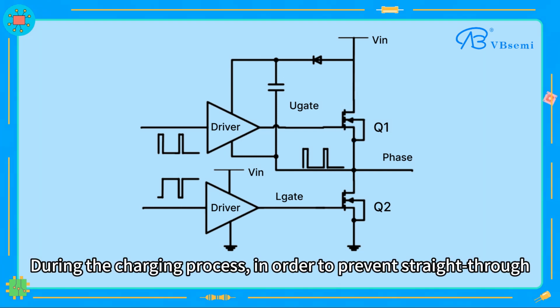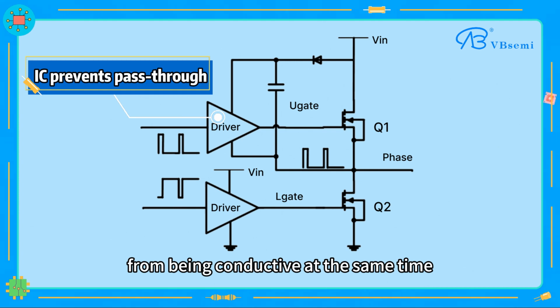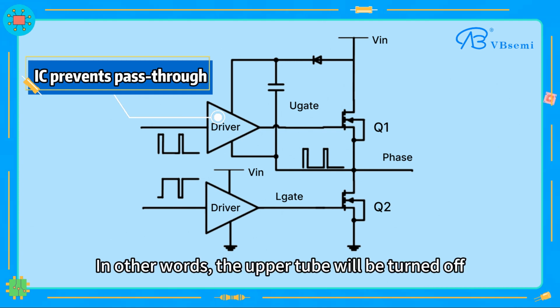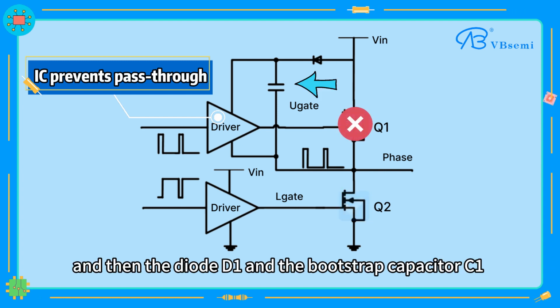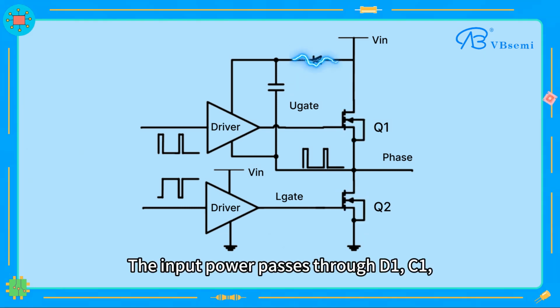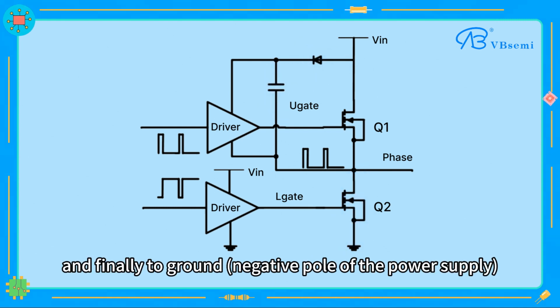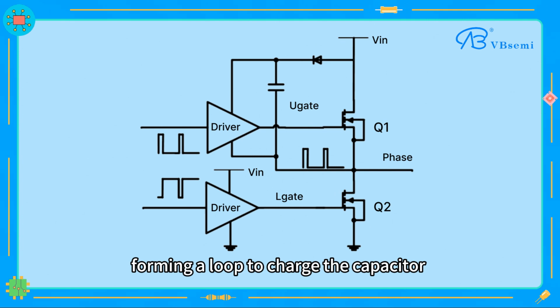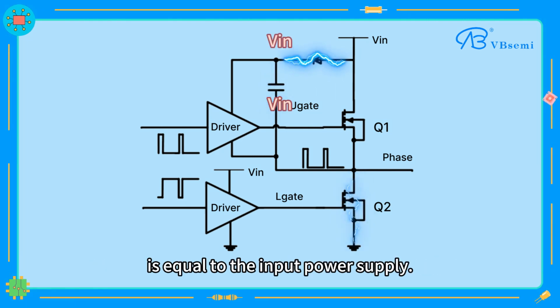During the charging process, in order to prevent straight-through, the IC will prohibit the upper and lower tubes from being conductive at the same time. In other words, the upper tube will be turned off, the lower tube will be turned on, and then the diode D1 and the bootstrap capacitor C1 will form a charging circuit. The input power passes through D1, C1, then through the lower tube, and finally to ground, forming a loop to charge the capacitor, so that the voltage on both sides of the capacitor is equal to the input power supply.